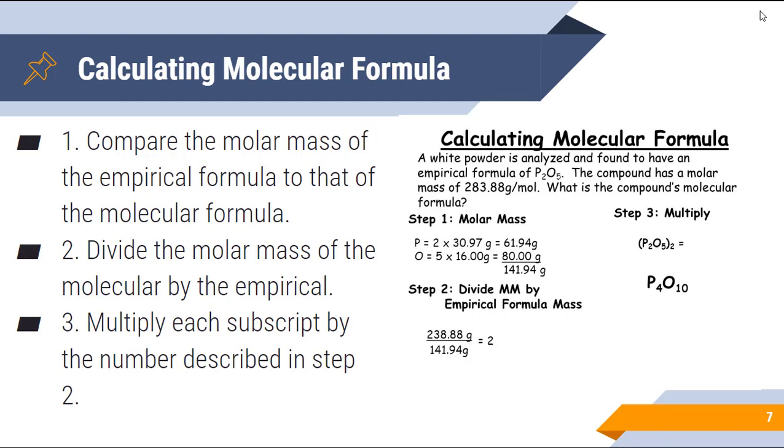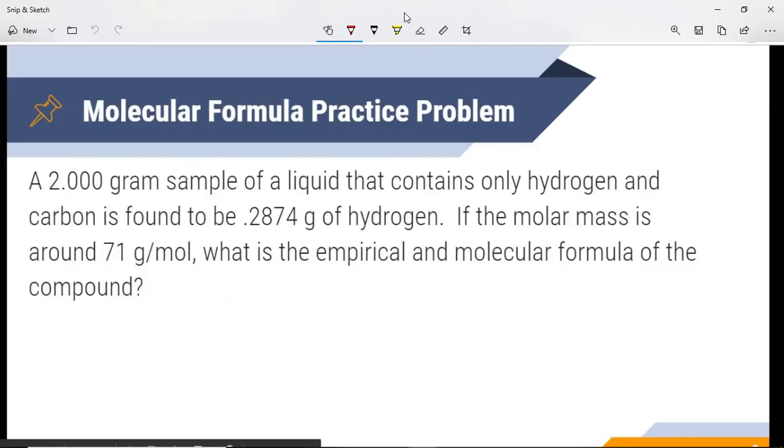Awesome! Let's take a look at a practice problem just to see if we know what we're doing. So in this particular problem, a 2-gram sample of a liquid that contains only hydrogen and carbon is found to be 0.2874 grams of hydrogen. If the molar mass is around 71 grams per mole, what is the empirical and molecular formula?